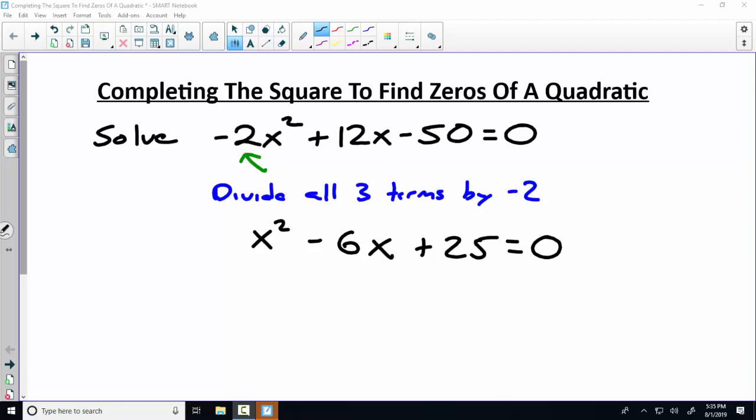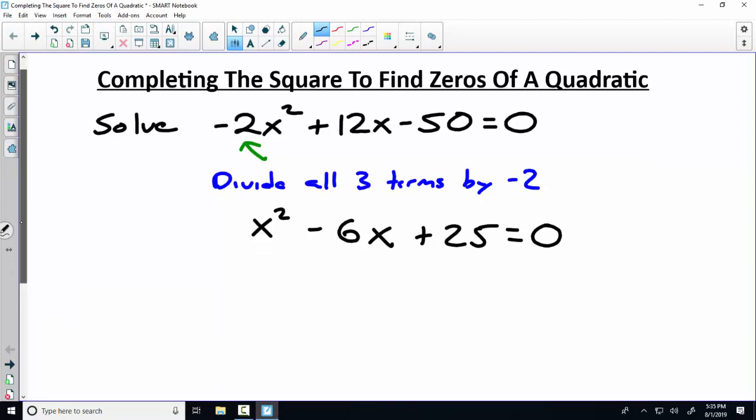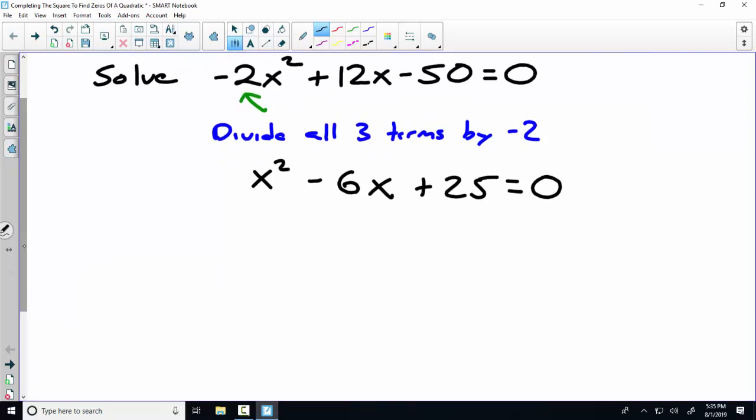In fact, we're in such good shape, one might even think it's possible to solve this one just by factoring. But if you try to solve this by factoring, you're probably not going to get too far. So we're going to complete the square. And now that we've made sure that we have just a positive 1 in front of the x squared term, we're going to move our constant to the other side. So let's go ahead and subtract 25 from both sides.